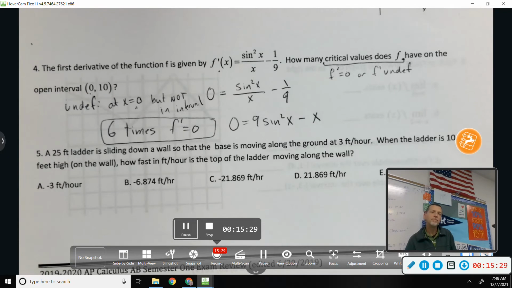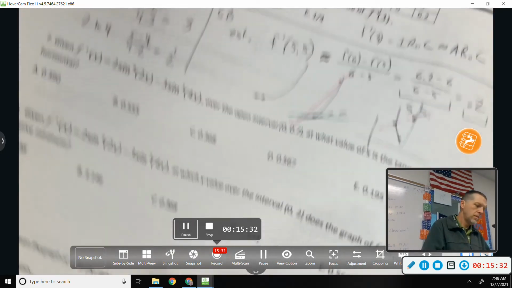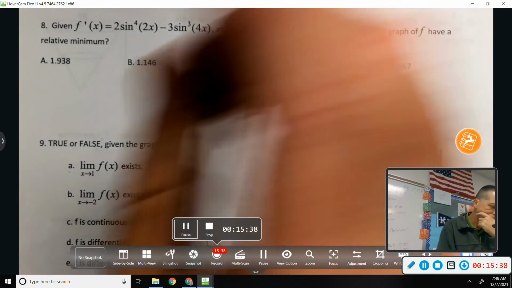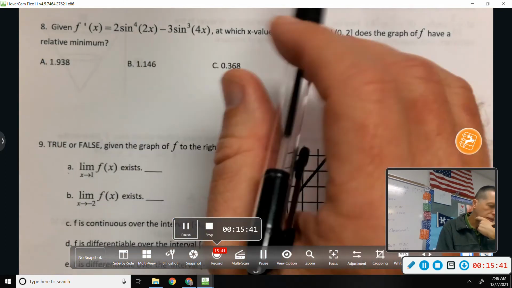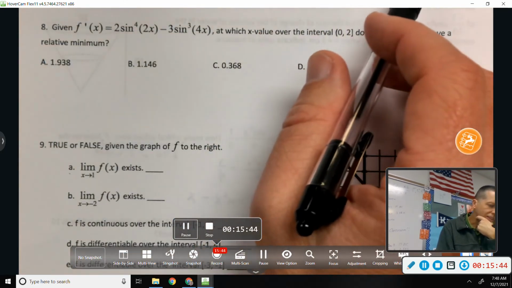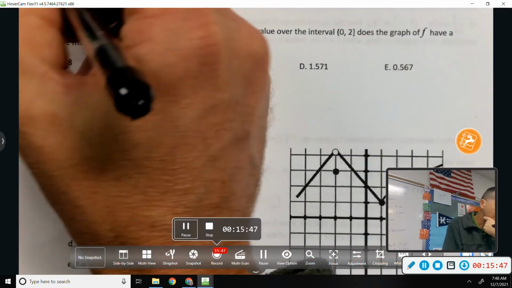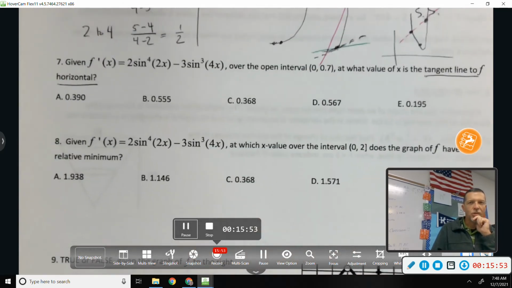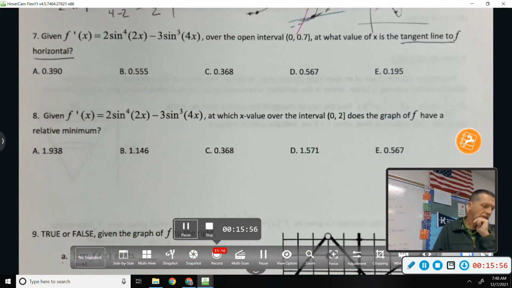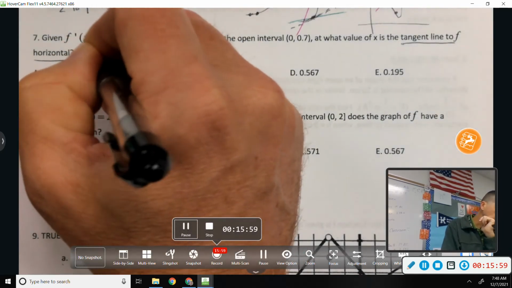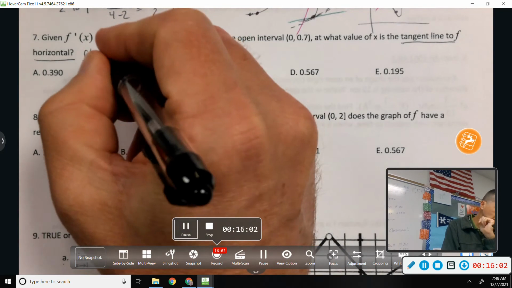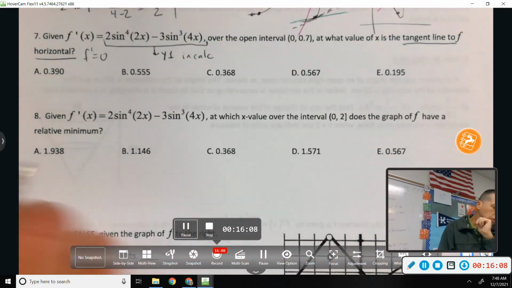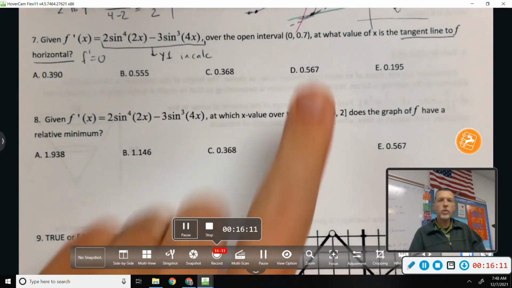Go ahead. Number 7, okay, it could be close to B or D, but it's not. Given f prime from 0 to 0.7, at what value of x is the tangent line horizontal? Tangent line horizontal, what does that mean? f prime equals 0. So I'm going to type this into the calculator. That'll go into y1, and then we'll just look for where it's 0, between 0 and 0.7 anyway.